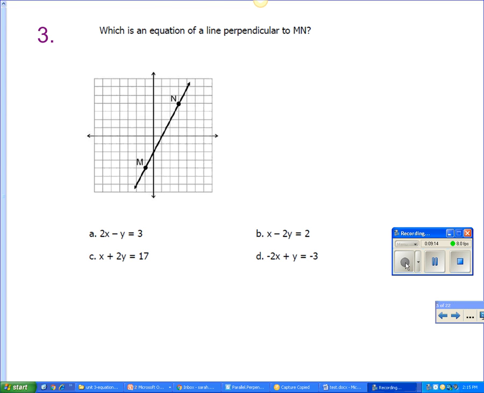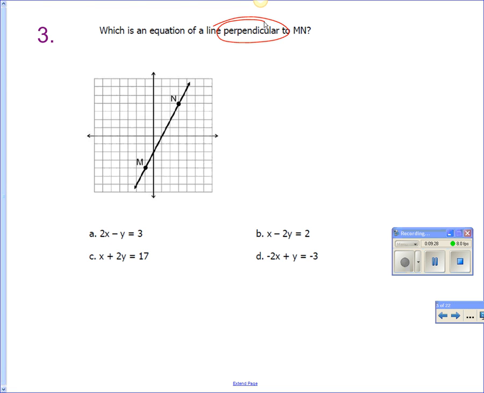Number 3. Daniel, read number 3. Okay, so the keyword is perpendicular. Perpendicular means to flip and change the slope. Where am I going to get a slope on this particular problem? Where's the slope going to come from? Good, rise over run. So I'm going to start here, and I'm going to rise. I'm going to go up 1, 2, 3, 4, 5, 6, 7, 8. And I'm going to go over 1, 2, 3, 4.